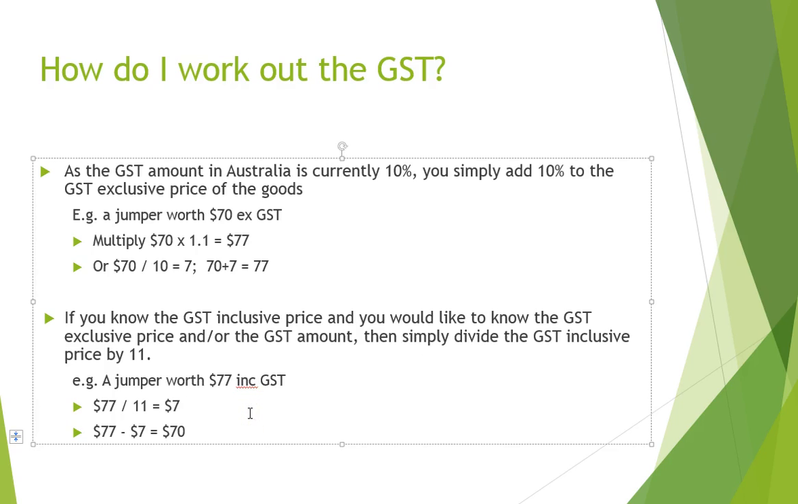The reason why you divide it by 11, I'll show you here. So we have 1, 2, 3, 4, 5, 6, 7, 8, 9, 10. So those 10 sevens equal the $70. Then we add the GST. Now we have 11 sevens. So that's why we divide it by 11. We just get it back to the GST amount.